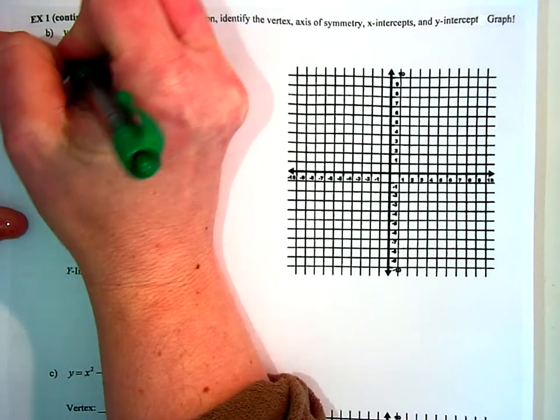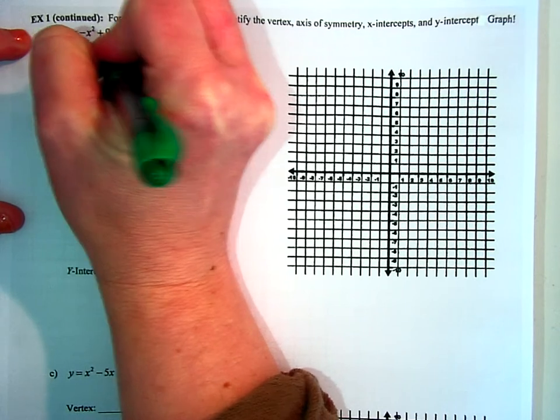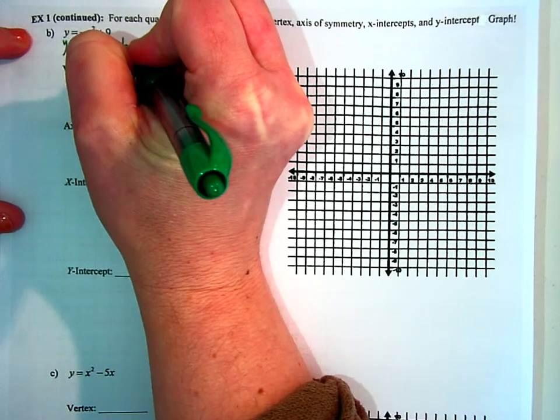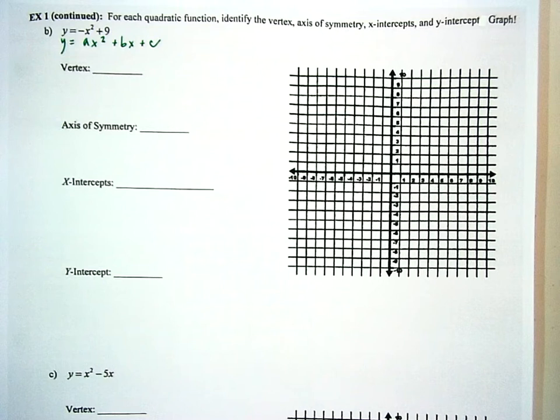So here, let me remind you of my structure. y equals ax squared plus bx plus c. So what's interesting here in this variation is that I have a quadratic term. The a value is -1. I do not have a linear term, so the b value would be 0. And then my constant, the c, is 9.